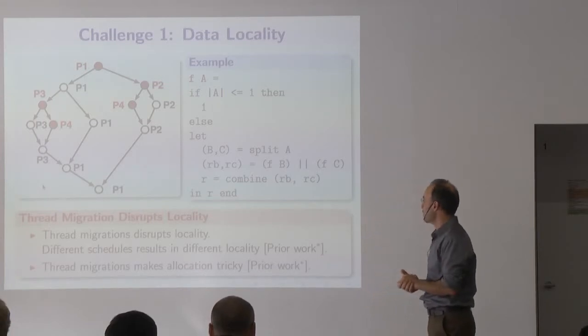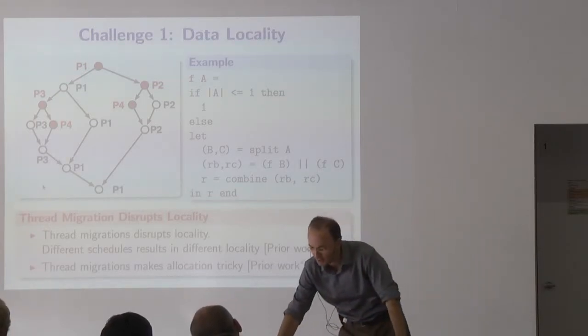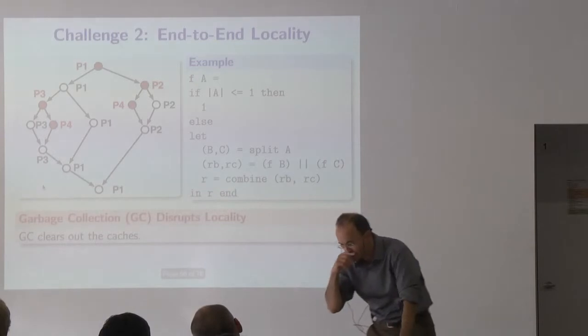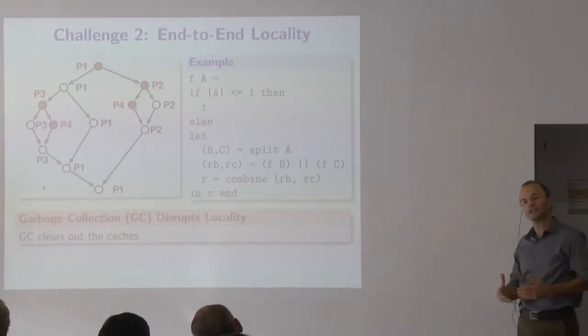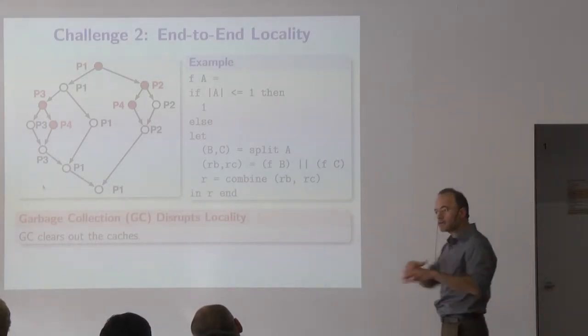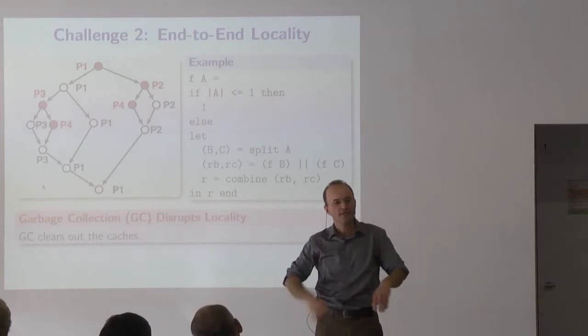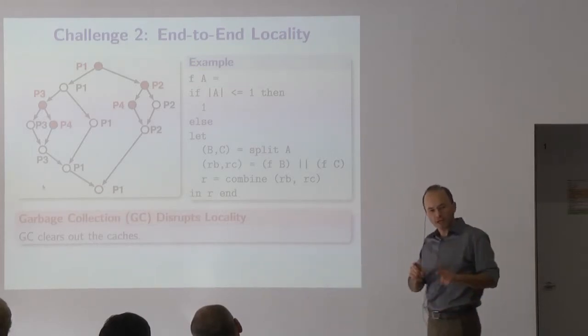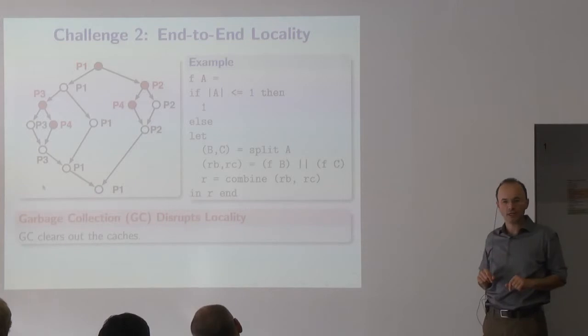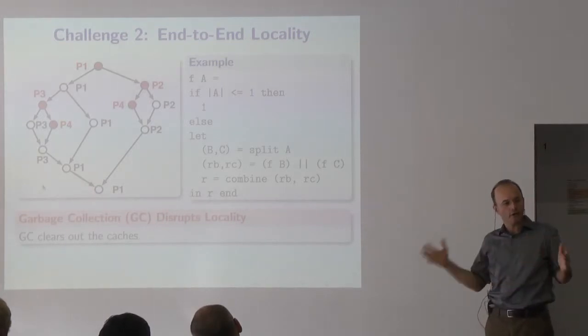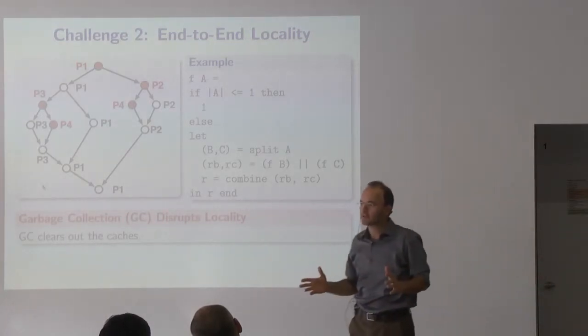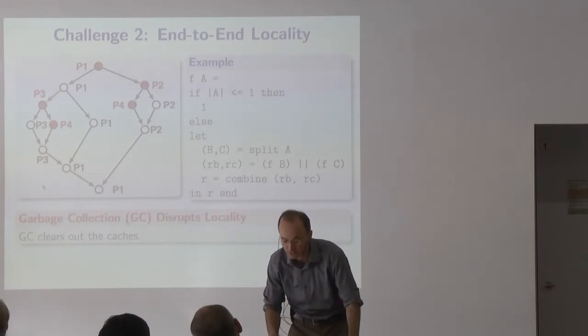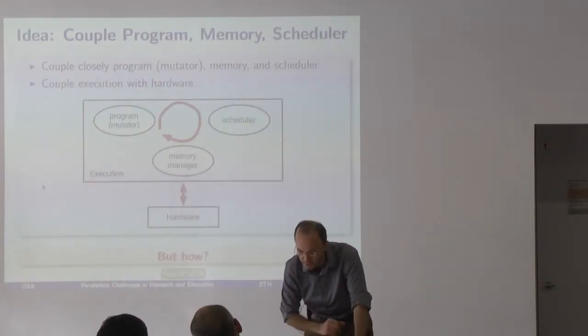Okay? So this is one challenge that somehow we have to solve. The other challenge is that in a garbage collected language like ML, every once in a while garbage collection kicks in and clears up all the caches because the processors execute the garbage collection algorithm, so all of the caches are effectively flushed. So you experience thrashing. So we have to solve this problem as well.